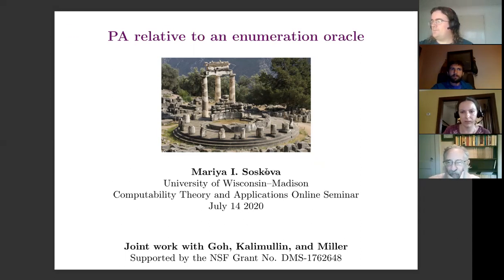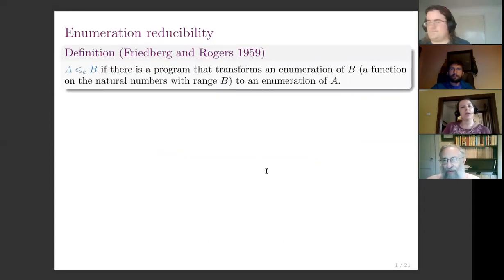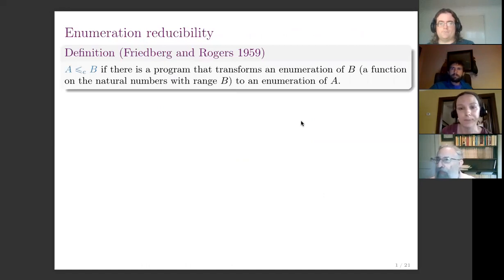Okay, so now let's see. So I'll start by introducing enumeration reducibility, as usual. We say that A is enumeration reducible to B if there is a program that transforms any enumeration of B into an enumeration of A. And here, by an enumeration, I mean just a function on the natural numbers with range B. So that's an enumeration of B.